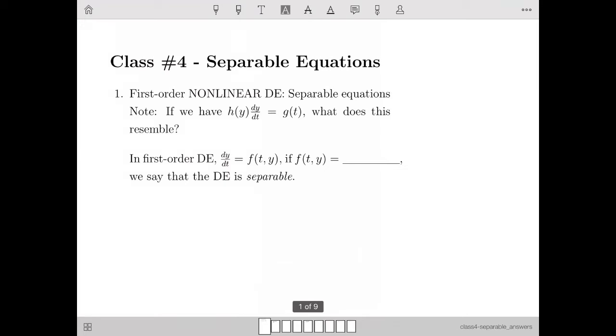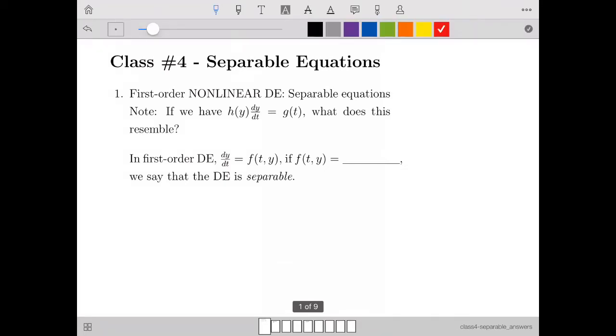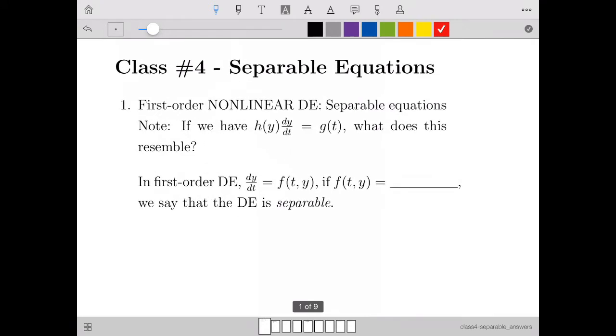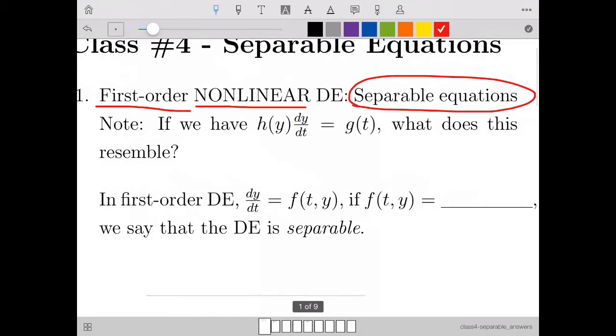Class number 4, separable equations. So far we have seen first order linear DEs, but now let's look at nonlinear DEs. So the first case is separable equations, and I will tell you what it is. To give you motivation, suppose we have such a DE. It is first order.